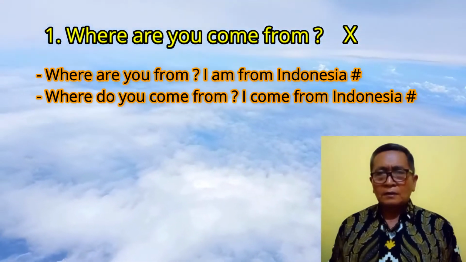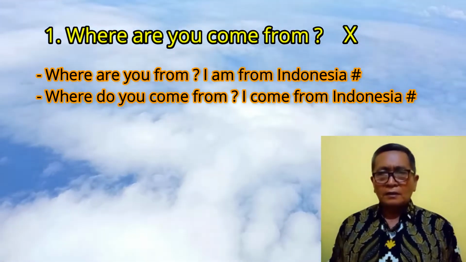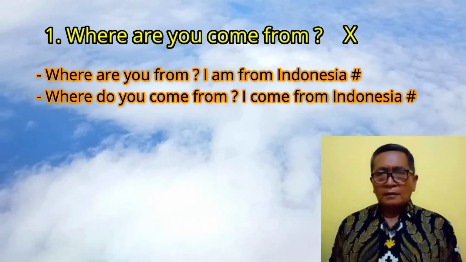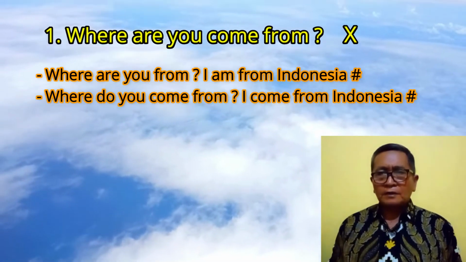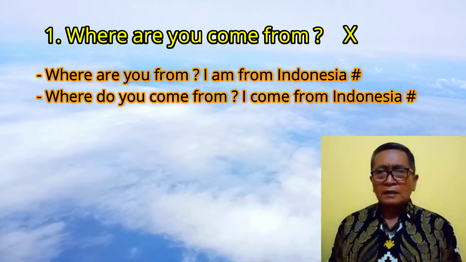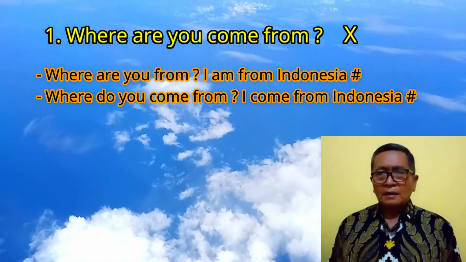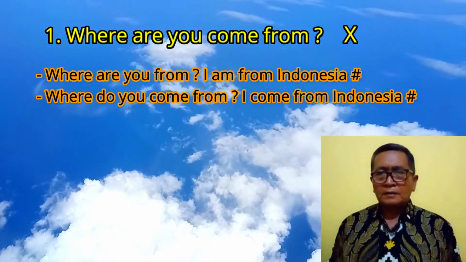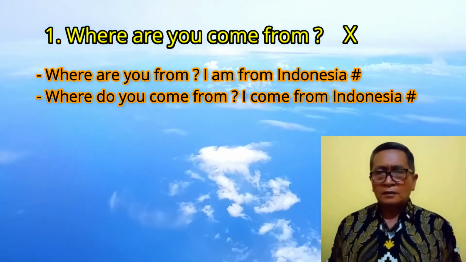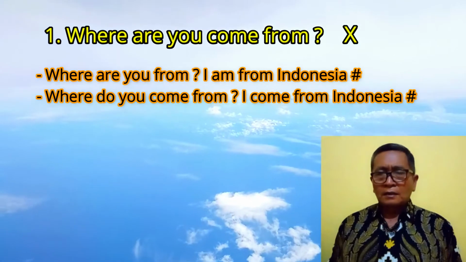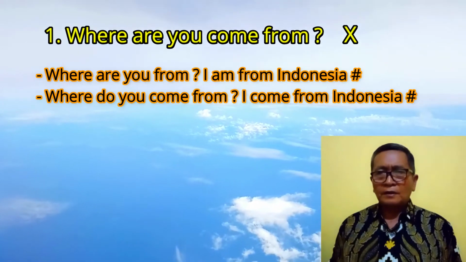And then the second one: "Where do you come from?" And the answer, "I come from Indonesia." We cannot use to be and a verb together. I explained this problem in the previous episode. If a sentence does not have a verb, you must use to be, and if the sentence has a verb, you must use the verb according to the right tense in English. So we cannot say "where are you come from." The right one is "where are you from" or "where do you come from."